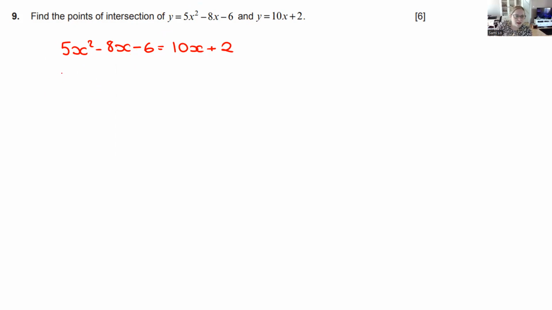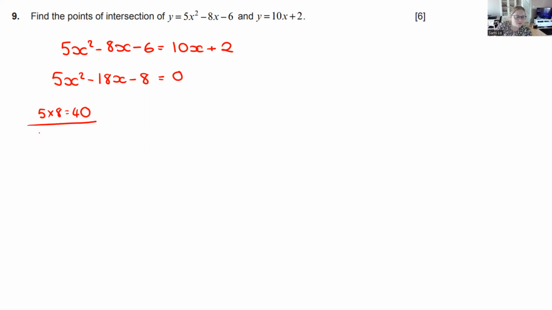So chucking over, 5x squared. If I take that 10x over, that's going to give me minus 18x. And if I chuck that 2 over, it's going to be minus 8, and that equals 0. At this stage, I'm going to want to factorize, to see if it can be factorized. So 5 times 8 gives me 40, and then I just find the factors of 40 to see if they can give me minus 18.